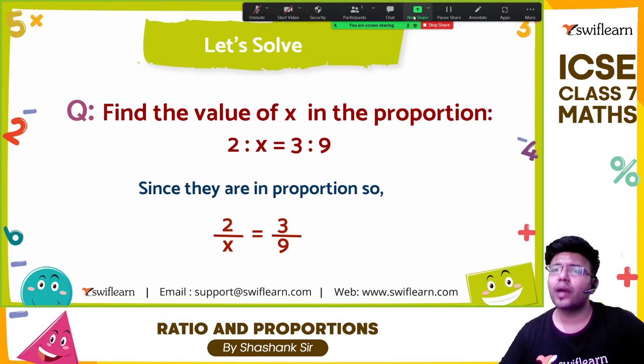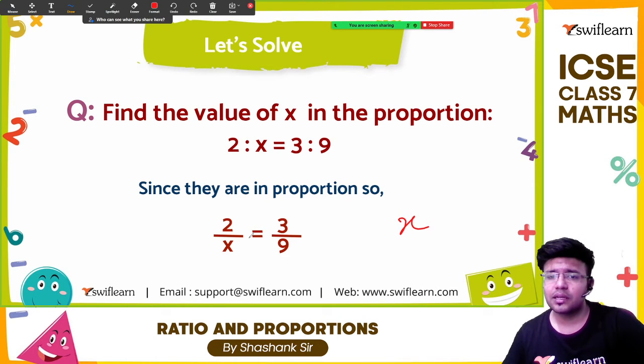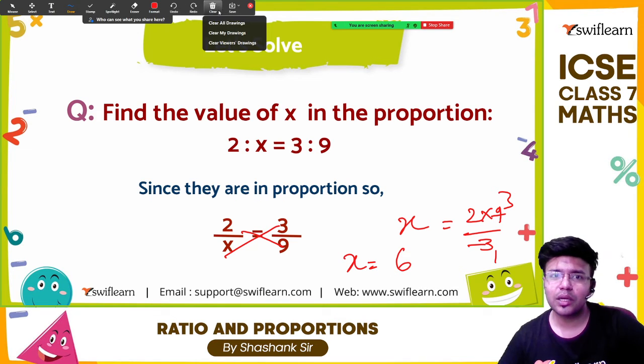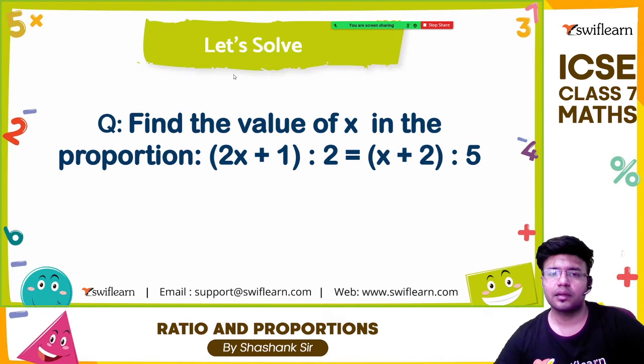Okay, so 2 is to x is equal to 3 is to 9. So 2 by x is equal to 3 by 9. Find x. Cross multiply. x is equal to 2 times 9 by 3. 3 ones are 3, 3 threes are 9. x is equal to 6. So 2 by 6 is equal to 3 by 9. Find the value of x in the proportion.